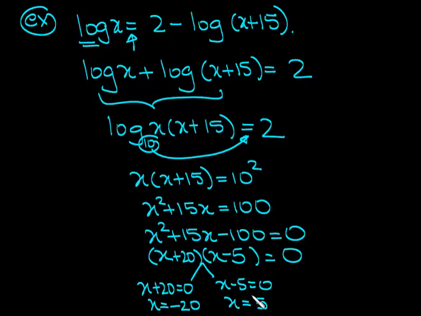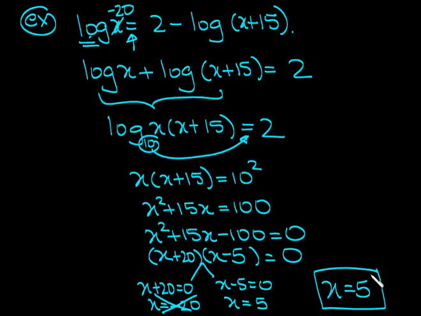Well, let's take a minute and think about it. Remember what we said at the very beginning of the section on logs. The domain of the log function is everything from 0 to infinity, not including 0. That means we cannot take the log of 0, and we cannot take logs of negative numbers. If x is negative 20, right away when I plug it in here, I get log of negative 20. Can I do that? No. So that tells me that this is not one of my solutions, but 5 is fine, so we get x equals 5.